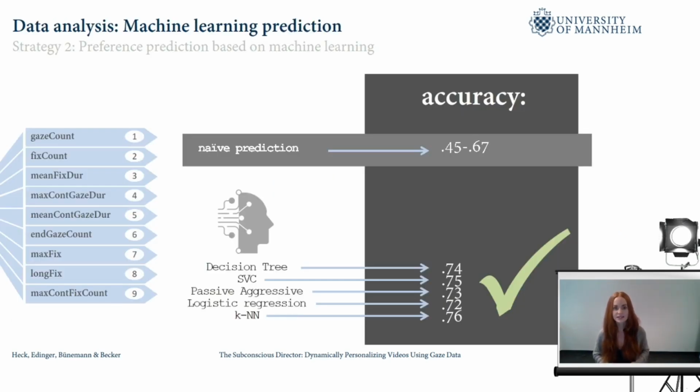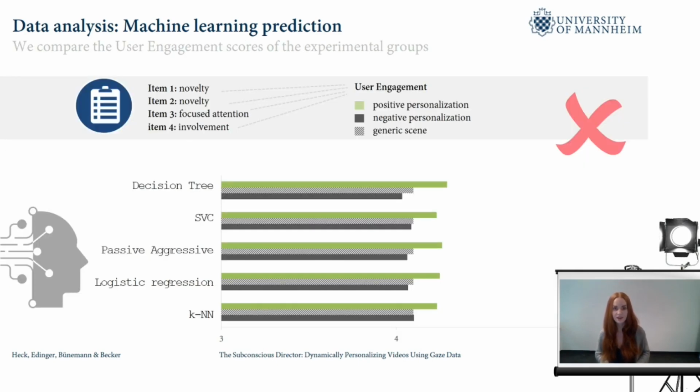And indeed, when testing machine learning classifiers, we received significantly higher accuracy compared to the naive prediction strategy. We therefore continued to test whether scene selection based on machine learning classifiers can increase user engagement. We found that even though user engagement is visibly higher in the treatment group that was shown the scene that matches their preferences, the effect is not significant.